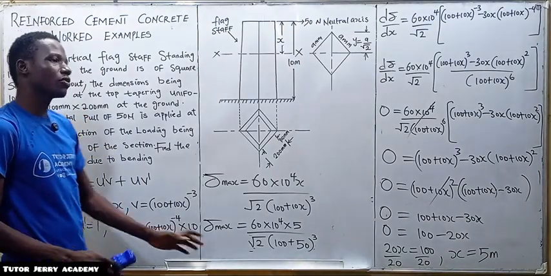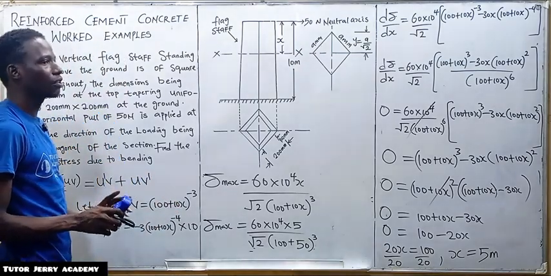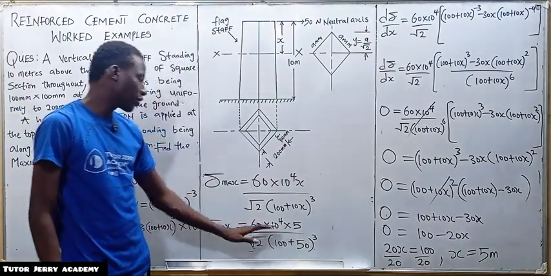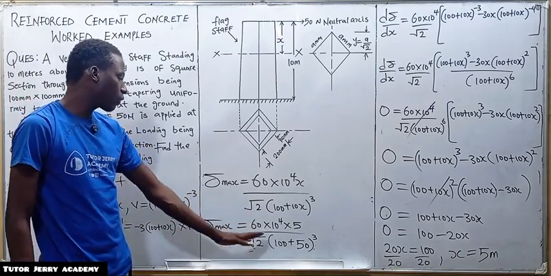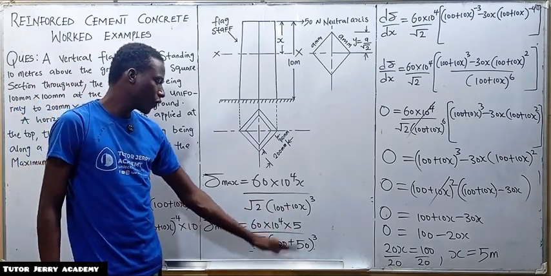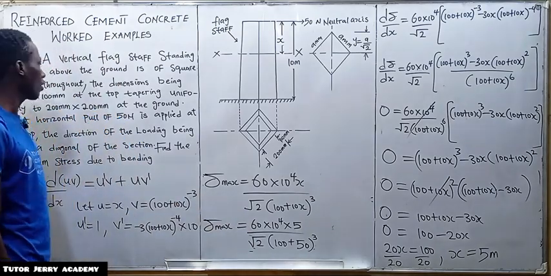So at this junction it is very, very simple and straightforward. We are just going to calculate 60 multiplied by 10 to the power of 4 multiplied by 5, all over the square root of 2 into (100 plus 50) all to the power of 3.